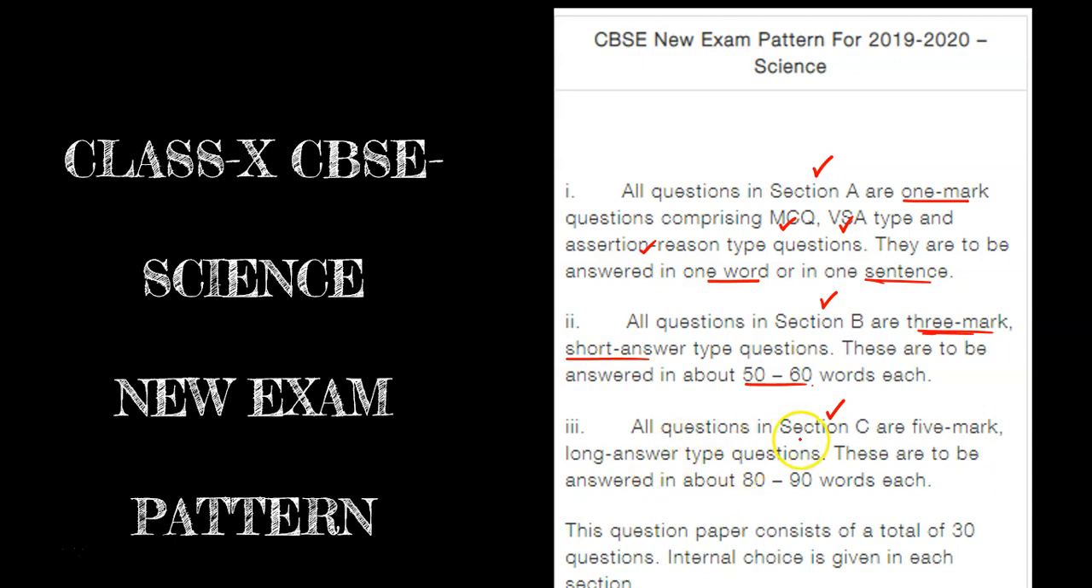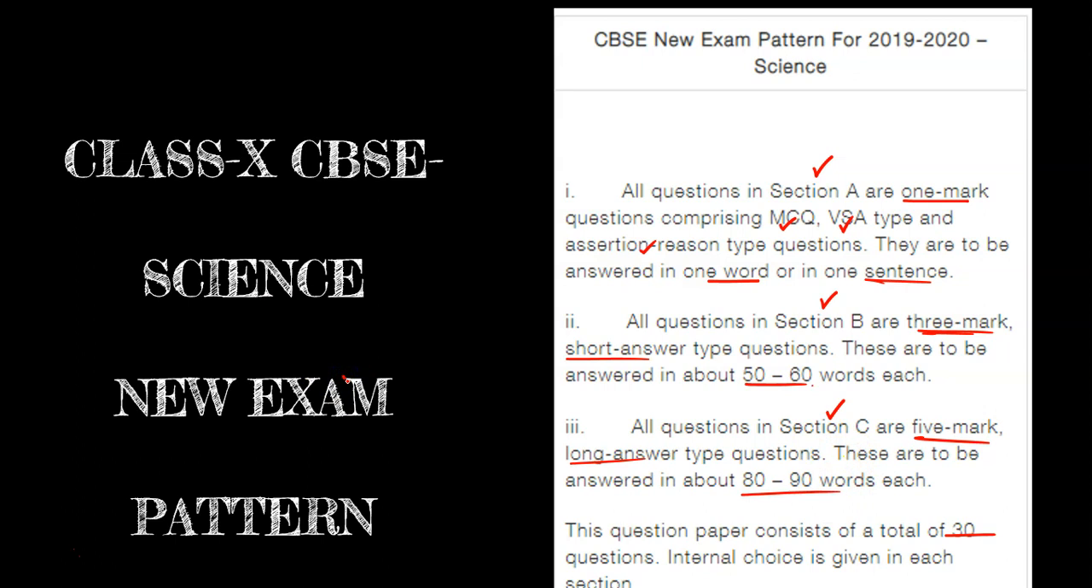Now let's move to section C, the third and last section. In this section C, you will have 5 markers, which are also called long answer type questions. These 5 markers or long answer type questions need to contain 80 to 90 words, and of course you will have some internal choice among these questions as well. Totally, in the entire question paper, you will have 30 questions along with internal choice. You have to answer an adequate number of questions as per the instructions given.